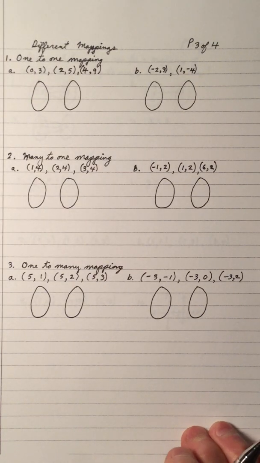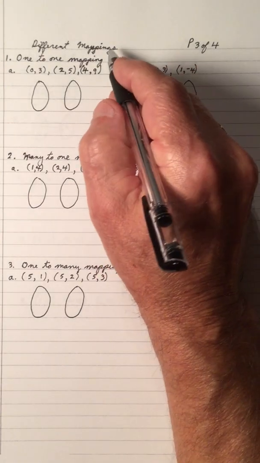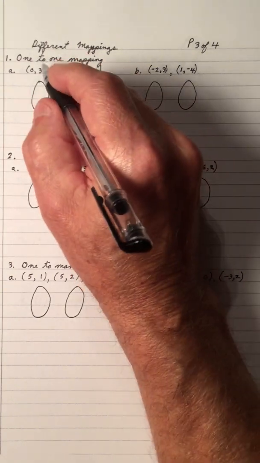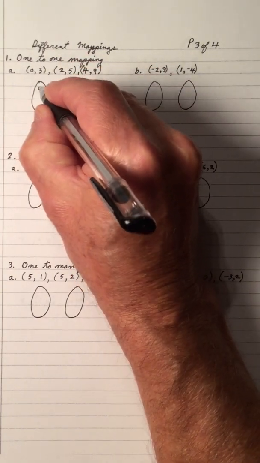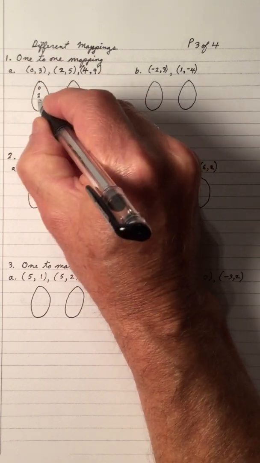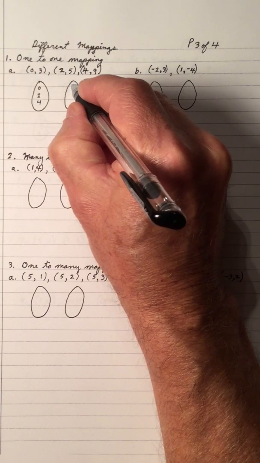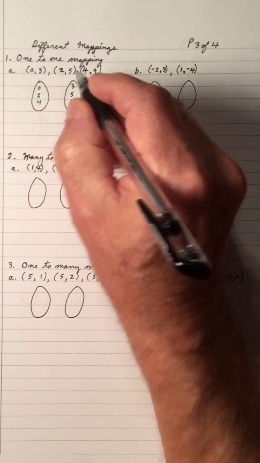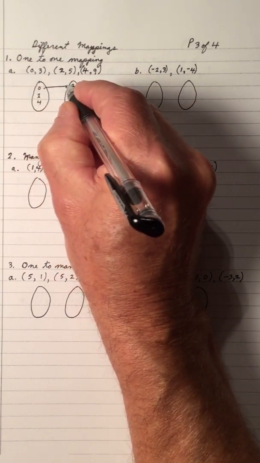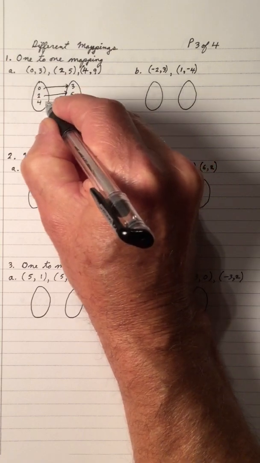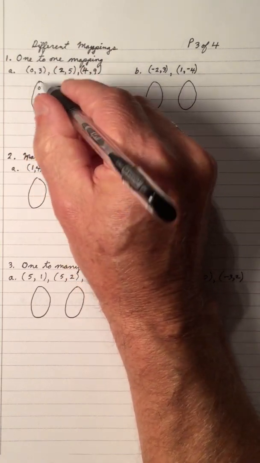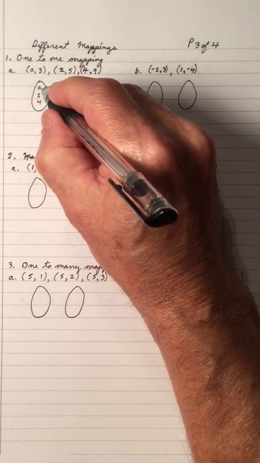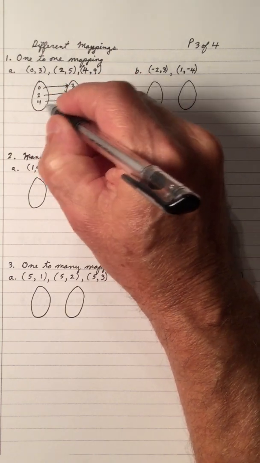Now we have different types of mapping given by different names. One of the mappings we have is a one-to-one mapping. Let's take the ordered pairs with x values 0, 2, and 4. So 0 goes with a 3, 2 goes with a 5, and 4 goes with a 9. So 0 is mapped to 3, 2 is mapped to 5, 4 is mapped to 9. These ordered pairs can be written in a mapping form. And notice this is one-to-one because 0 goes to 3, 2 goes to 5, 4 goes to 9.